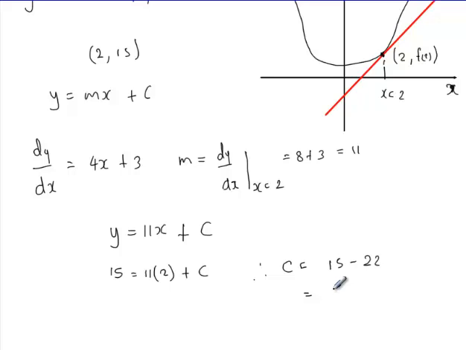Minus 7. That doesn't sound true. Why? Oh, sorry, I was thinking of the gradient. I'm calculating c. So c, yes, minus 7 is less than 0. This is a rough sketch, isn't it? So we expect somewhere there to be minus 7. So now rewriting our equation of the tangent as 11x plus c, which is minus 7. Then simplifying that, we can write 11x minus 7.